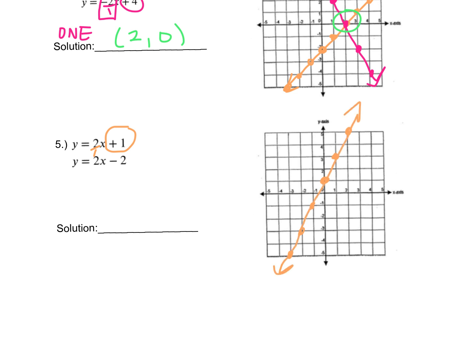Okay, and now for our second equation, we're going to begin at the y-intercept, which is -2, and it's the same slope, rise 2, run 1. And yep, you can see we have parallel lines, which will never cross, so there is no solution.